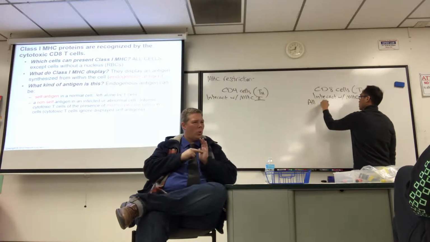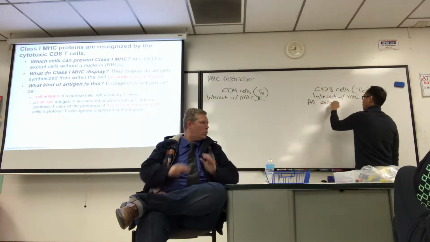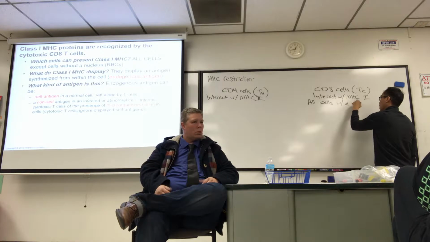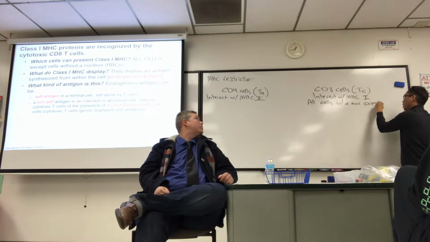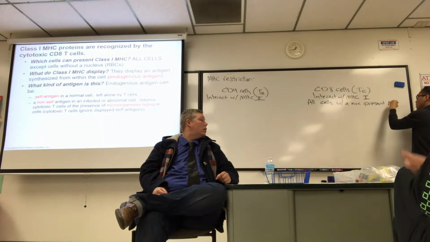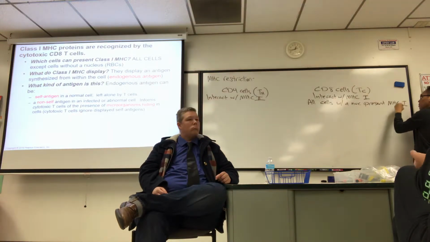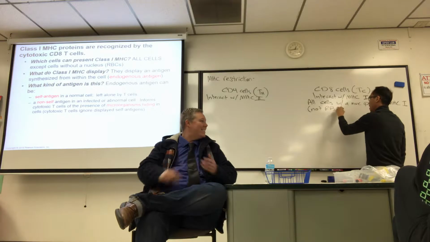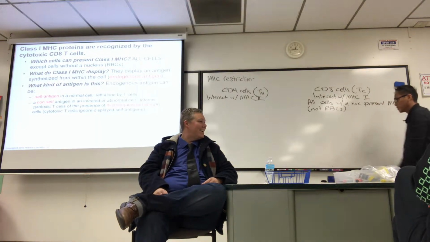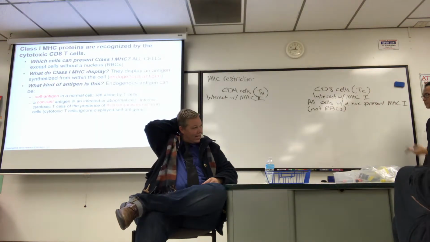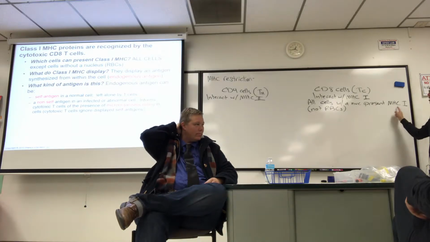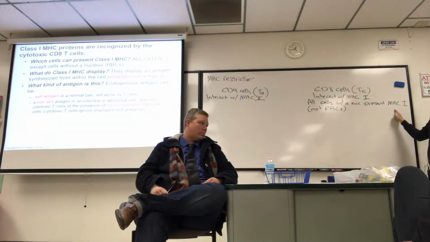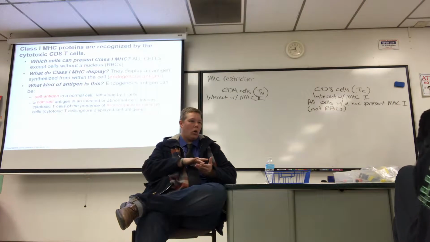All cells with a nucleus present this MHC class 1. I'll say not RBCs. Any cell without a nucleus can't do it. They don't have the genes and proteins, obviously, because they spit out the nucleus. That covers most everything in the body. So good, they have the class 1.